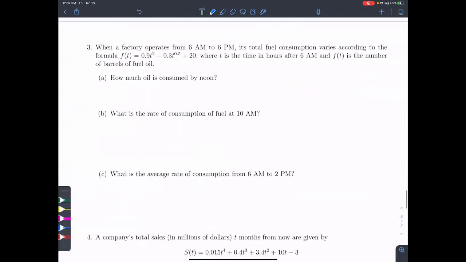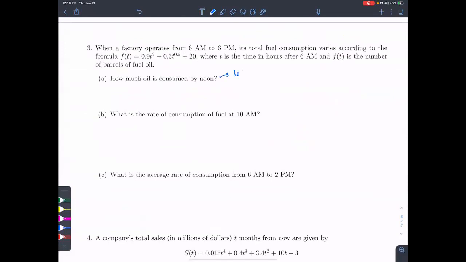Our next example is about a factory operating from 6 a.m. to 6 p.m. Total fuel consumption varies according to the formula F of T is 0.9 T squared minus 0.3 T to the 1/2 plus 20. T is the time in hours after 6 a.m. and F of T is the number of barrels of fuel oil. How much oil is consumed by noon? That's 6 hours after 6 a.m. And this is just how much fuel is consumed, so no derivative, just F of 6. I believe that this is 51.67 barrels of fuel.